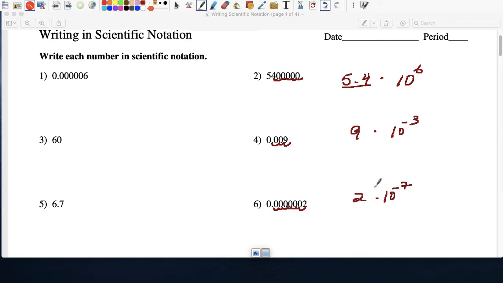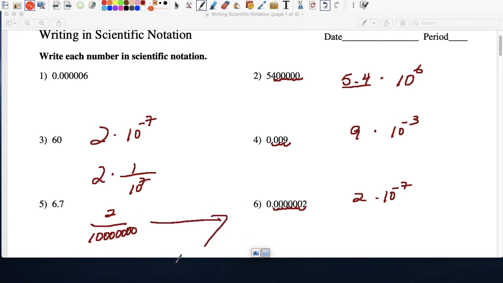Okay, and you can always verify that if you want to change that. So again, 2 times 10 to the negative 7th power, remember laws of exponents, we can change that to 2 times 1 over 10 to the 7th. And then you can do 2 over 1, 1, 2, 3, 4, 5, 6, 7. And you can divide that up, and you double check if that equals that.